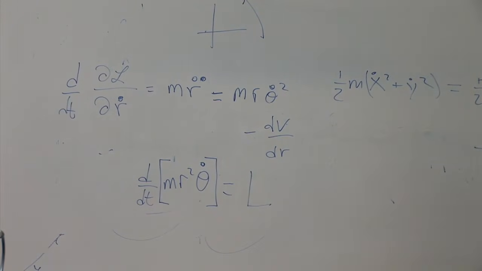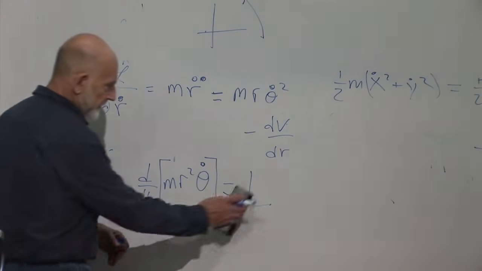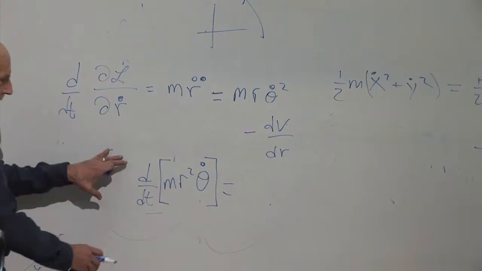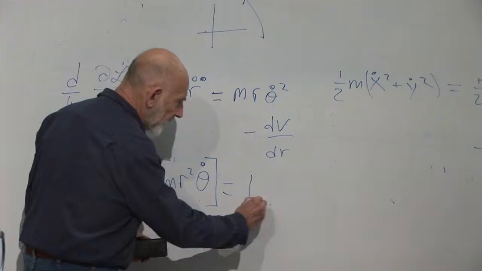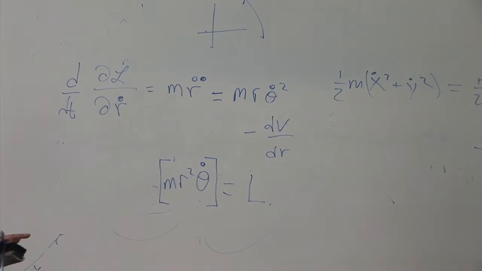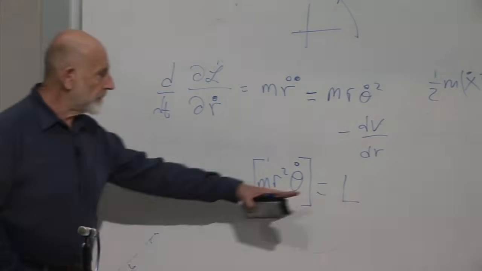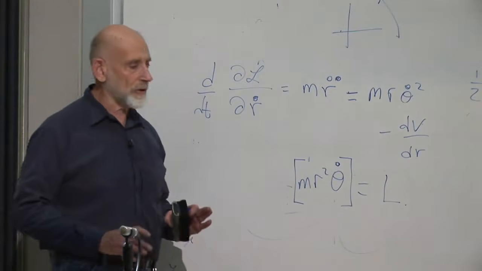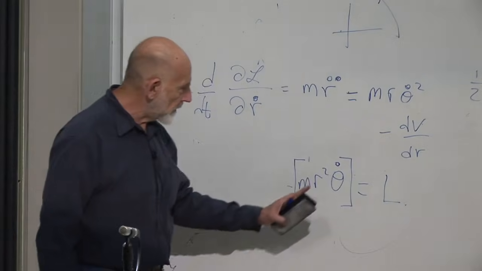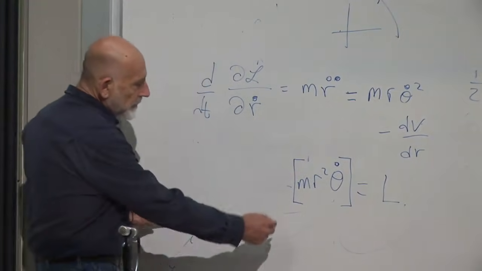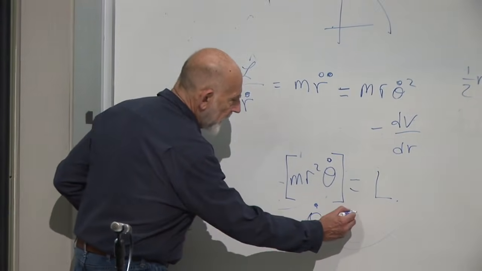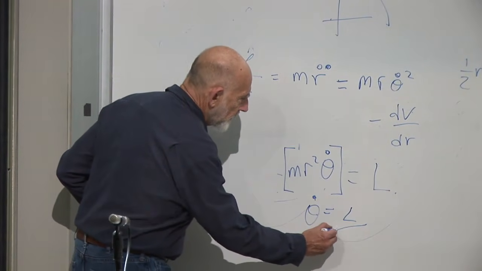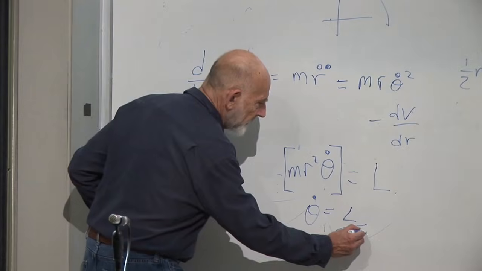So this tells us then, the angular momentum is equal to a constant L. It doesn't change with time. So once you know it, you know it. The initial condition tells you what it is, whatever it was to start with, it stays that way. And so what it tells you is that theta dot is equal to L over m r squared.